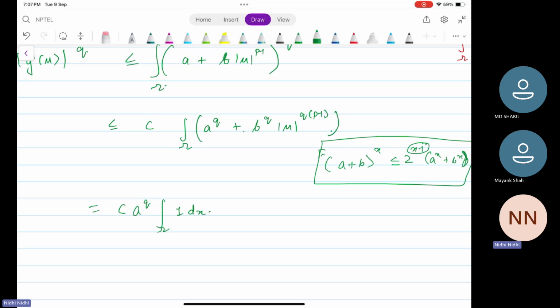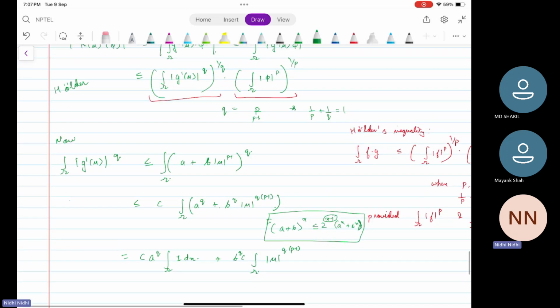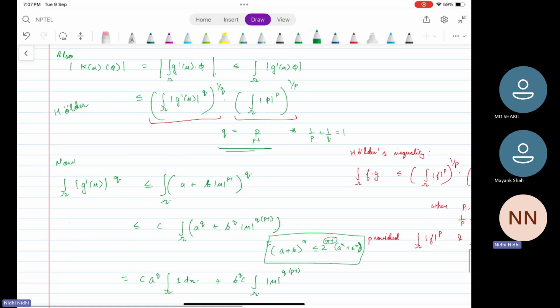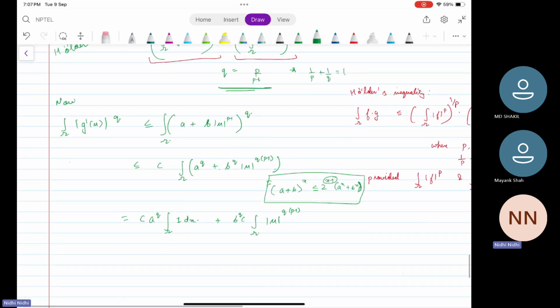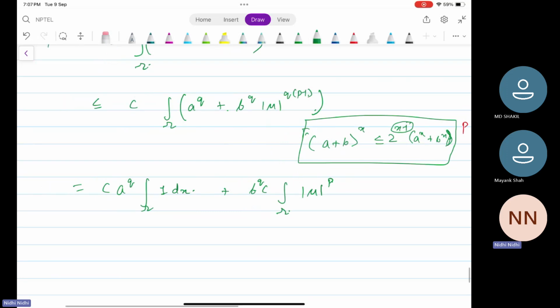Okay. So this will be again some constant times the integral over omega. The integration of 1 will give us the measure of the space omega, plus again some constant times mod u to the power q times p minus 1. Now q we have taken to be p by p minus 1. So q times p minus 1 will eventually be equal to p. So this is just p.